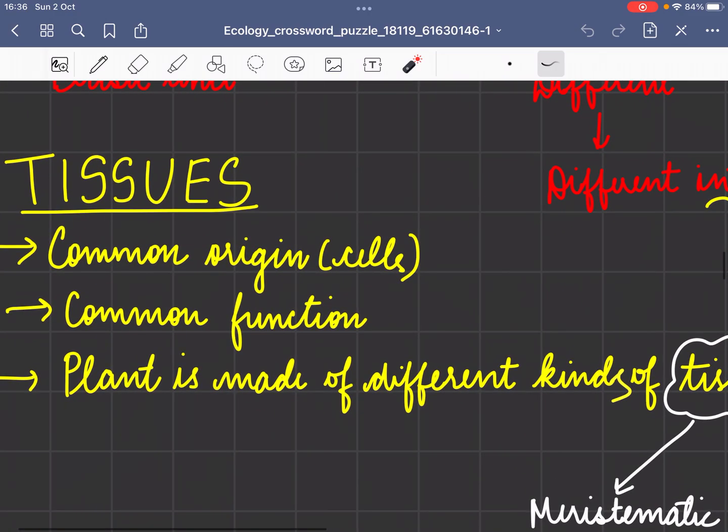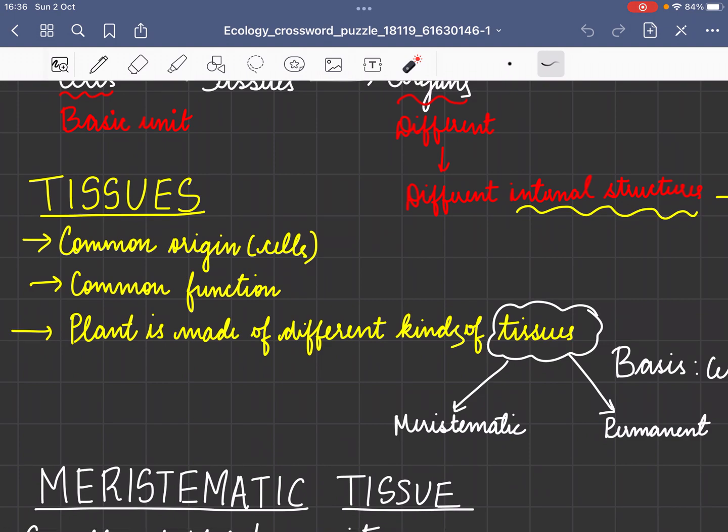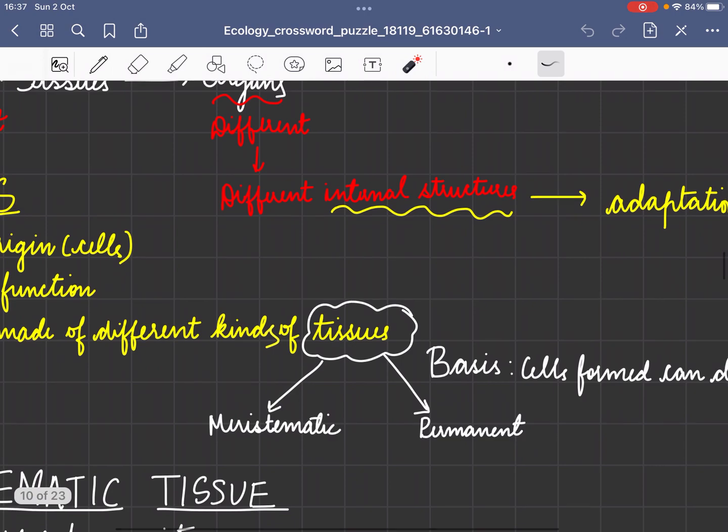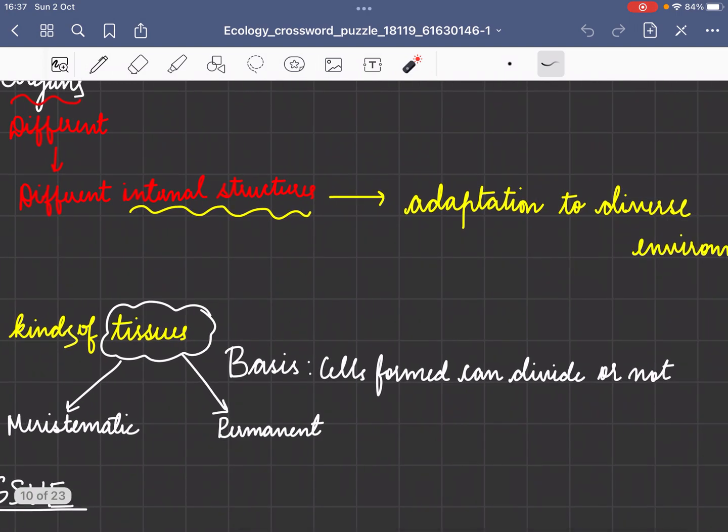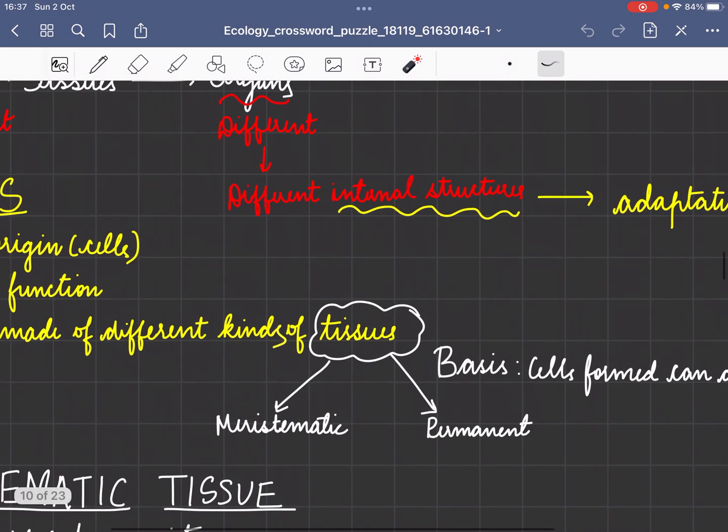So let's study tissues. We all know cells; basically many cells make up a tissue. Tissues are basically a group of cells with a common origin, and they also perform a common function. So a plant is made of different kinds of tissues, which are the meristematic tissues and the permanent tissues. These are classified on the basis of whether the cells formed have the capability to divide or not. So the different types of tissues are meristematic tissue and permanent tissue.